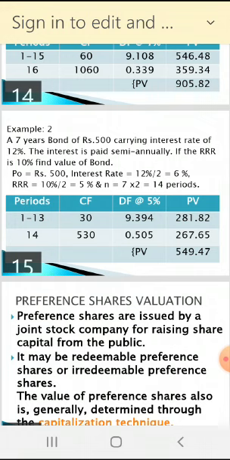Now prepare the table again. Please draw the table and write down periods, cash flow, discounting factor at 5%, and present value. We have 14 periods. Up to 13 periods we will get interest on the 500 rupees bond at 6%. The interest is rupees 30. 500 multiplied by 6% is equal to rupees 30.